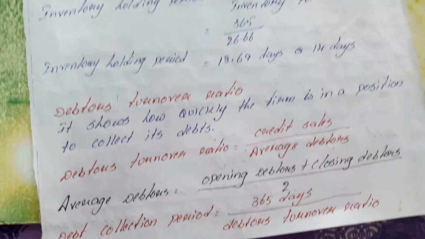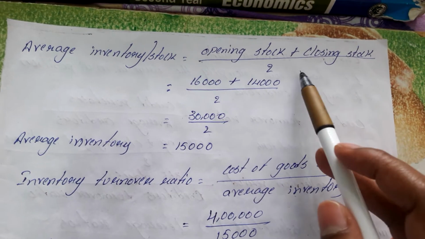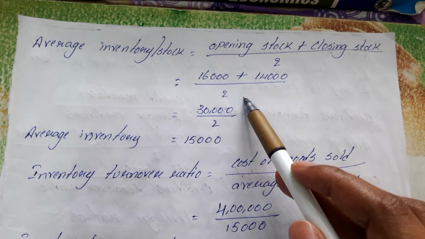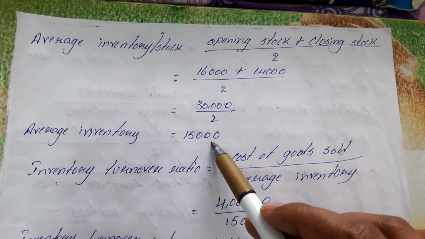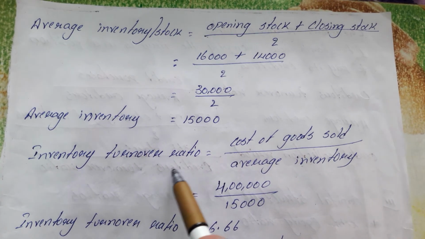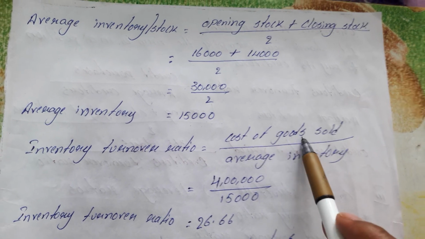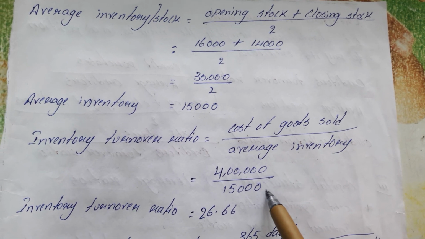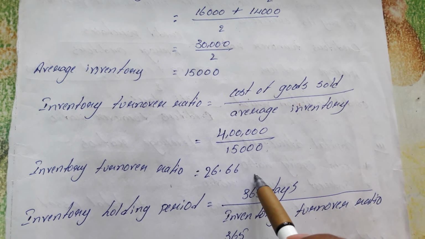Then average inventory is equal to opening stock plus closing stock by 2. That is 16,000 plus 14,000, which they have given in the question, by 2, it becomes 15,000. So your average inventory is 15,000. Next, the inventory turnover ratio formula is cost of goods sold by average inventory. We have cost of goods sold as 4 lakhs, so 4 lakhs by 15,000. We get our inventory turnover ratio as 26.66.